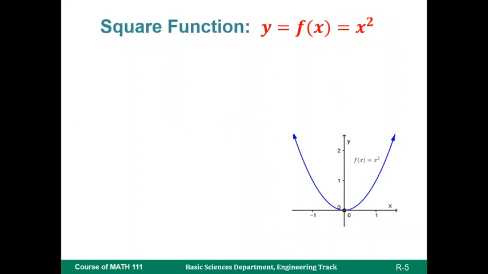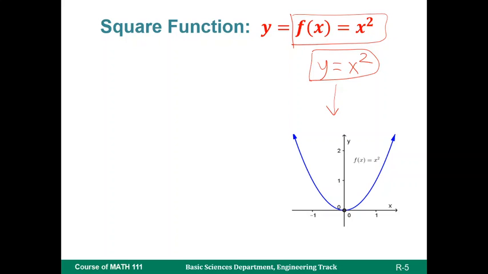Okay, the square function. Look at the square function. This is f of x equals x squared, and it corresponds to the graph of y equals x squared. When you draw this one, you will get such a parabola. We will call it a parabola. We will see its properties in the second semester.